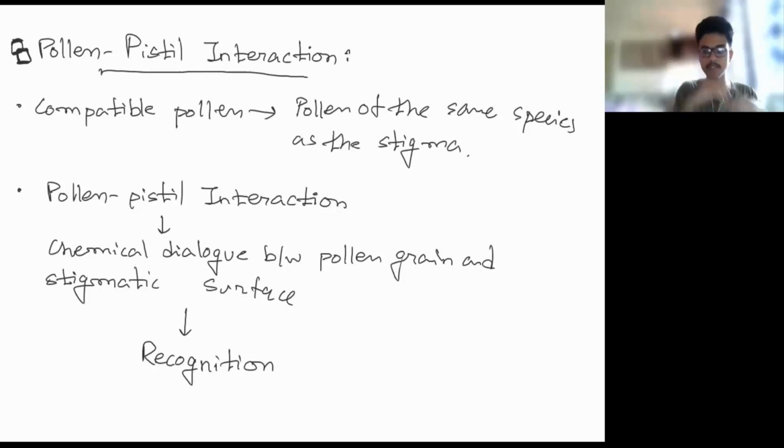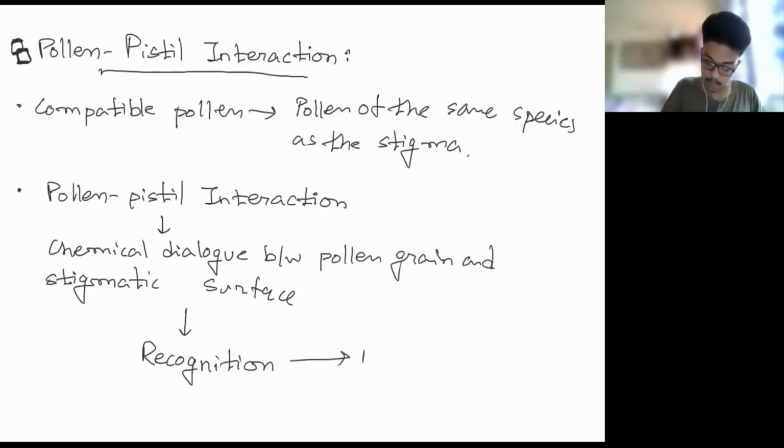So the pollination is happening. The pollen grain is falling on the stigmatic surface. Then there is this pollen pistil interaction, which is essentially a chemical dialogue between the pollen grain and the stigmatic surface. How is this dialogue mediated? It is mediated by the chemical components of the pollen grain. After the dialogue, there is recognition. The stigmatic surface of the pistil recognizes the pollen. Now what can happen? There is either acceptance or rejection.